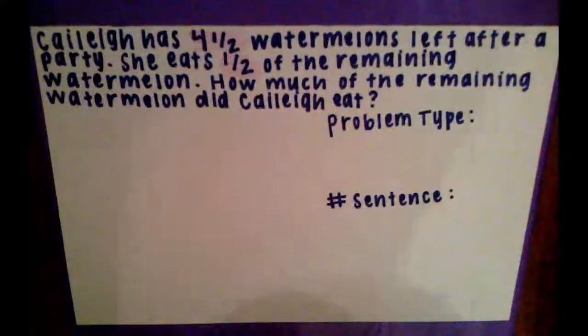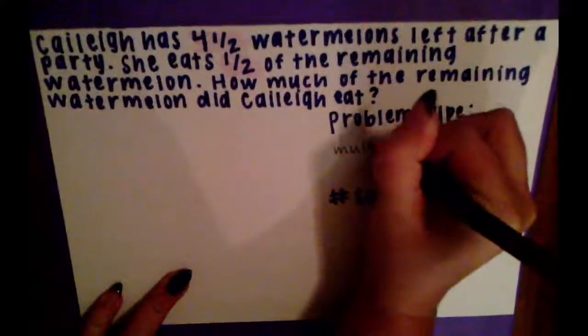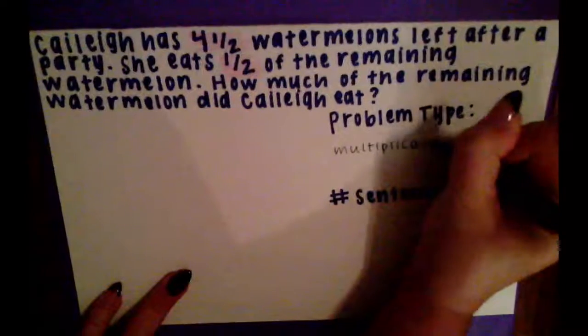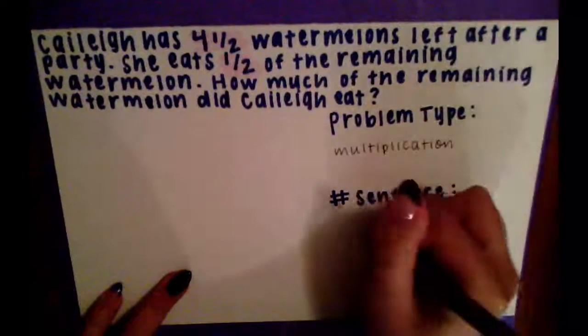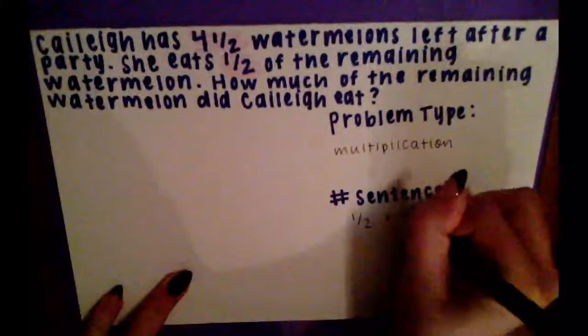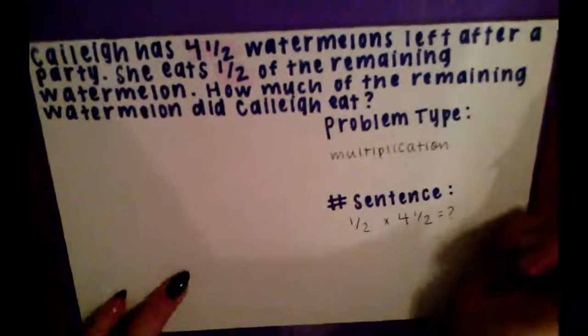So first we'll do our problem type. This is going to be a multiplication problem. And then we'll move on to our number sentence, which is going to be 1/2 times 4 1/2 equal to question mark.